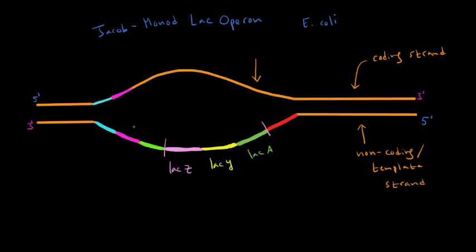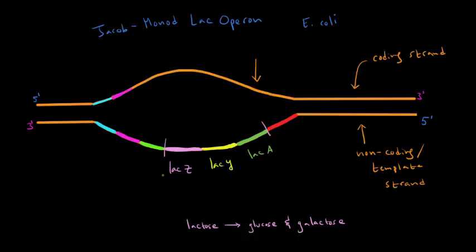And so if you recall, the sugar lactose gets broken down into glucose and galactose. So glucose and galactose are monosaccharides, and lactose is a disaccharide. And the LacZ, LacY, and LacA genes are all each going to code for an enzyme that helps in the breakdown of lactose or in the metabolism of lactose.